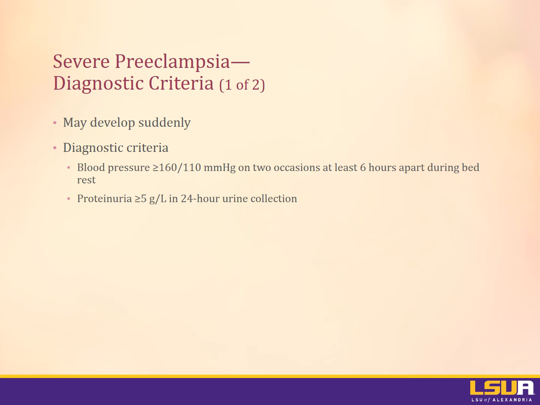Severe preeclampsia, the criteria: it may develop suddenly. Her blood pressure is usually over 160 over 110 on at least 2 occasions, at least 6 hours apart, and she's on bed rest. Proteinuria is found to be greater than 5 grams per liter in a 24-hour urine collection.